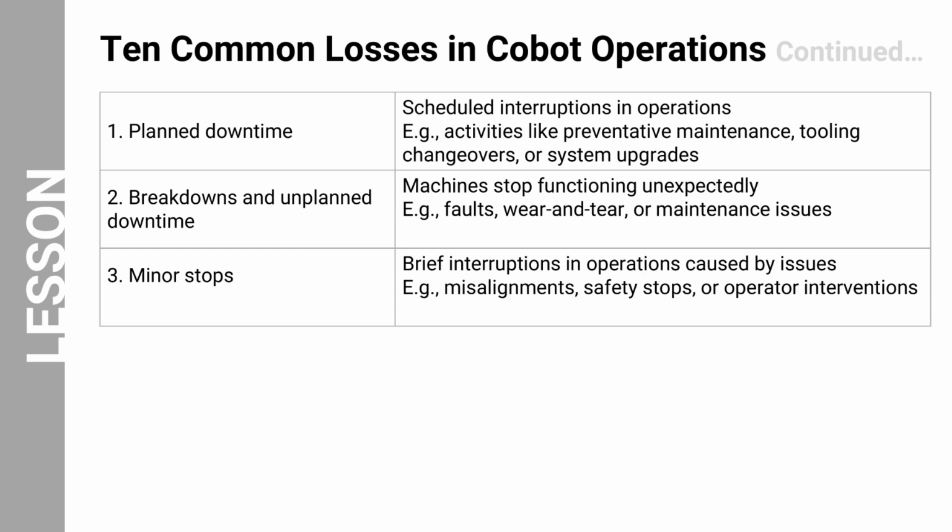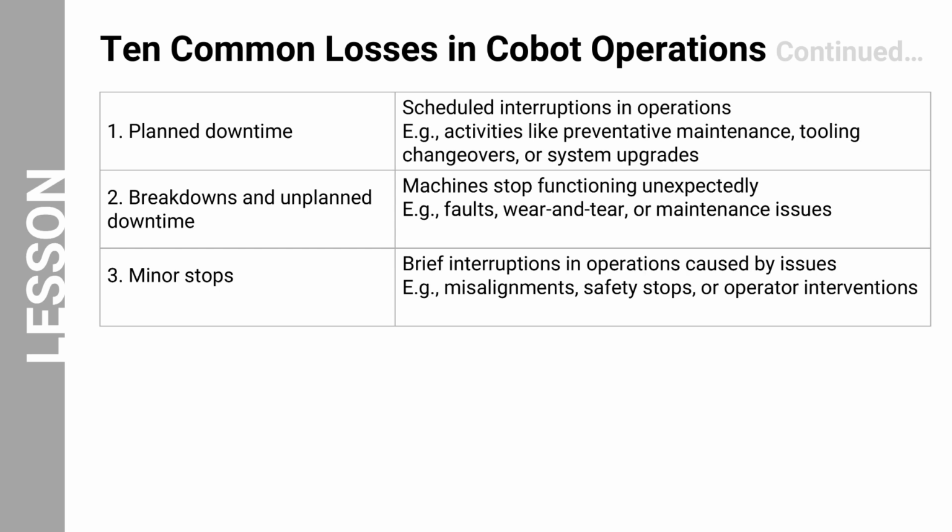Number 2. Breakdowns and unplanned downtime. Breakdowns and unplanned downtime occur when machines stop functioning unexpectedly, often due to faults, wear and tear, or maintenance issues. These interruptions can halt production until the root cause is identified and resolved, leading to delays and potential losses in productivity.